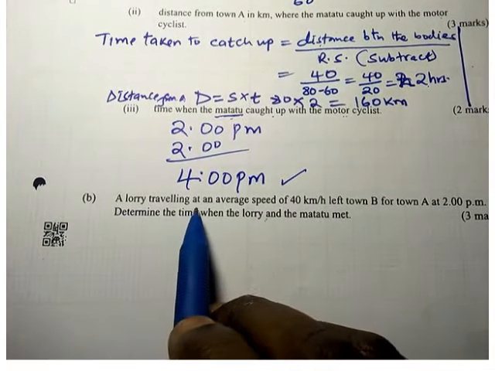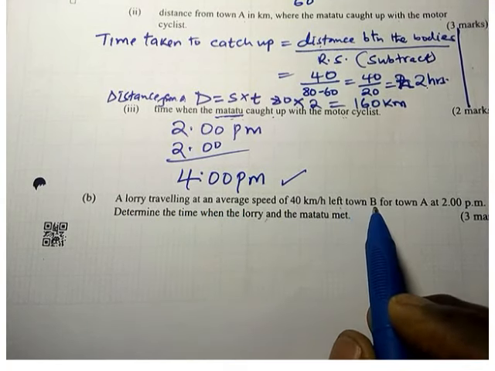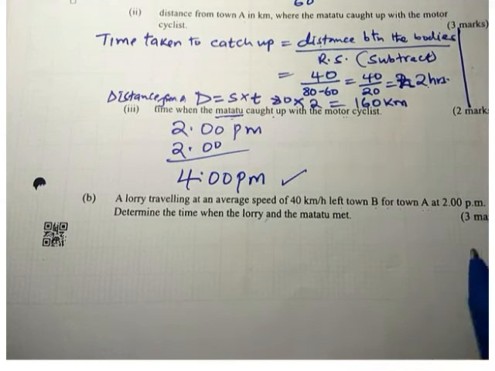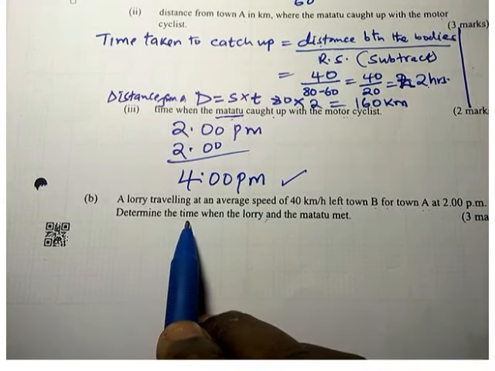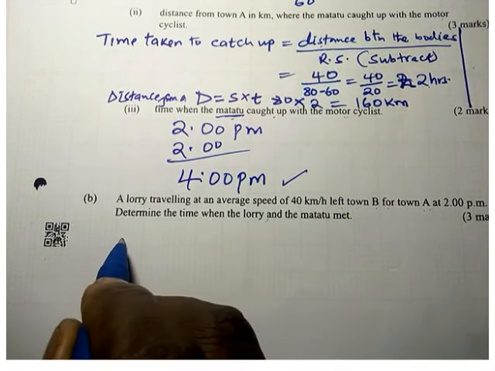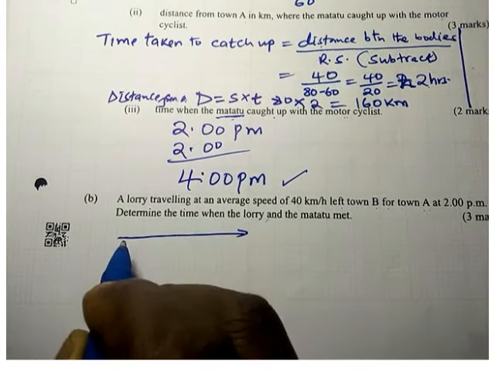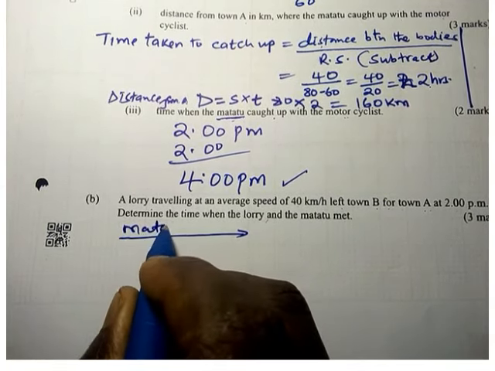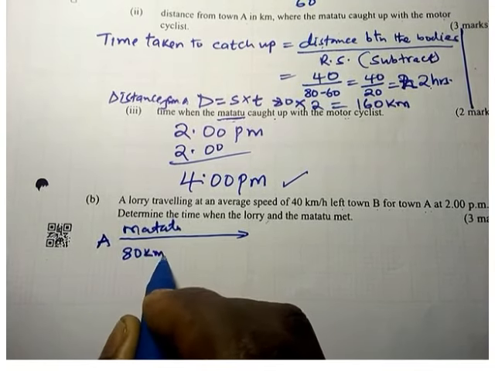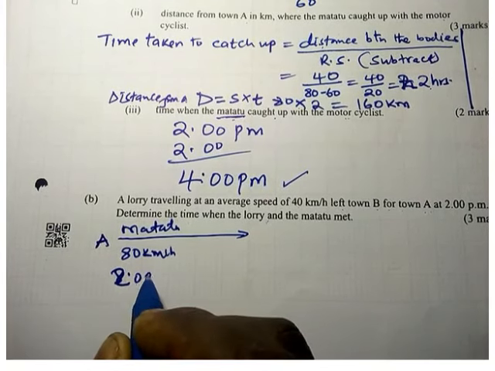A lorry traveling at an average speed of 40 kilometers per hour left town B for town A at 2 p.m. Determine the time when the lorry and the matatu met. Now, this is the example where they are going to meet. This is the matatu coming from A at a speed of 80 kilometers per hour. It started at 2 p.m.